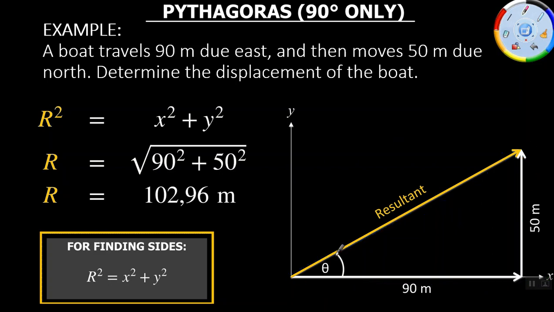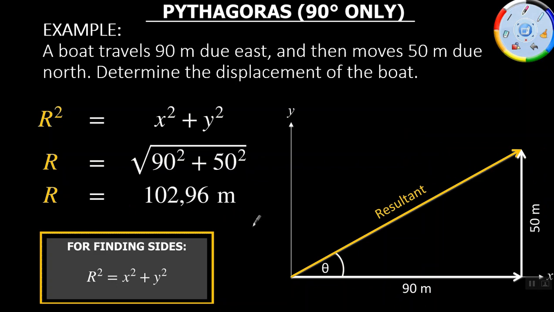Because this is my angle, this becomes my x value because it's horizontal, this is my y value, and this would be my resultant or my hypotenuse. In mathematics we would call this our adjacent, our opposite, and our hypotenuse. So if we want the resultant, we say r squared, or the hypotenuse squared, is the x value squared plus the y value squared. So it's 90 squared plus 50 squared, square rooted, and that gives us the magnitude of our resultant force.